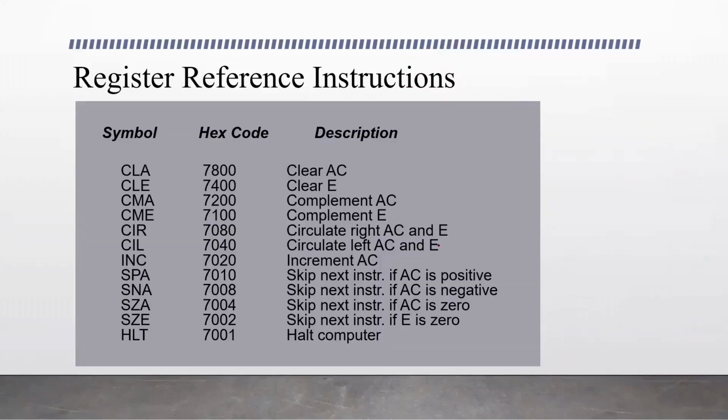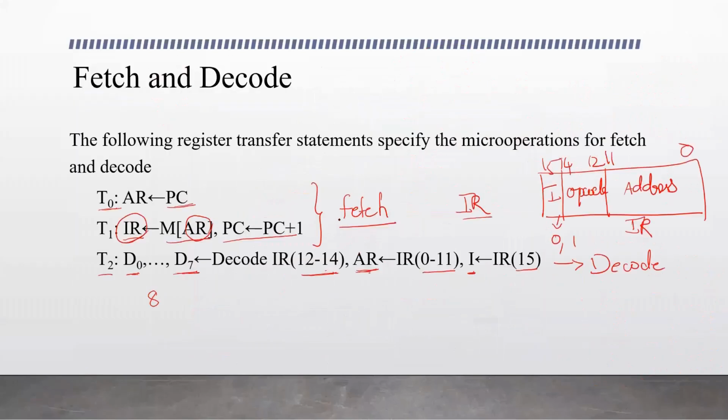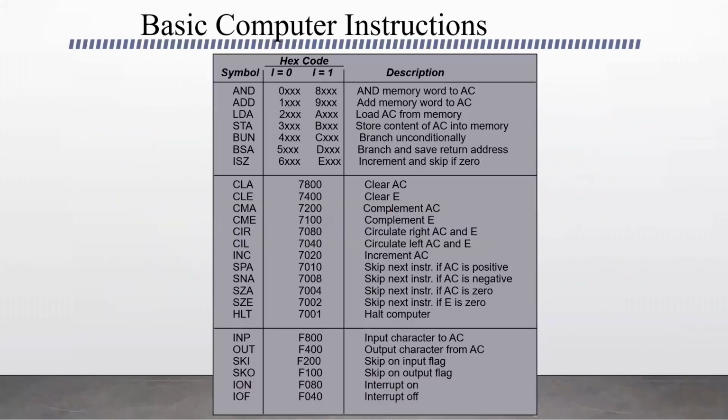And here in this chapter, we are going to study the 3 types of instructions. We have discussed it in a table, correct? These are the set of instructions a basic computer has. These are all memory reference instructions, and we have a set of register reference instructions and a set of input output instructions. So we are going to study all these 3 categories in detail.